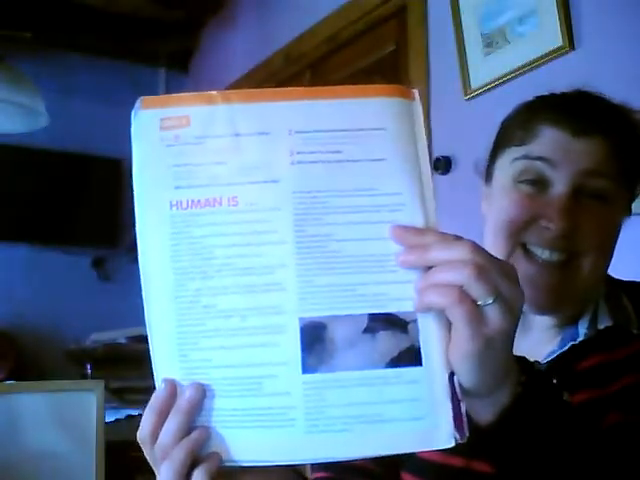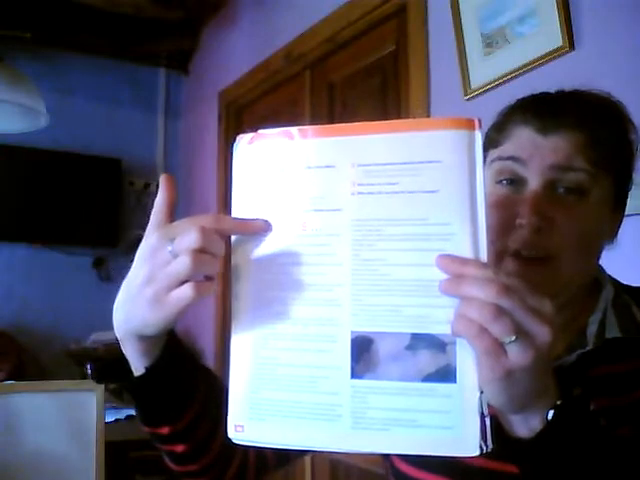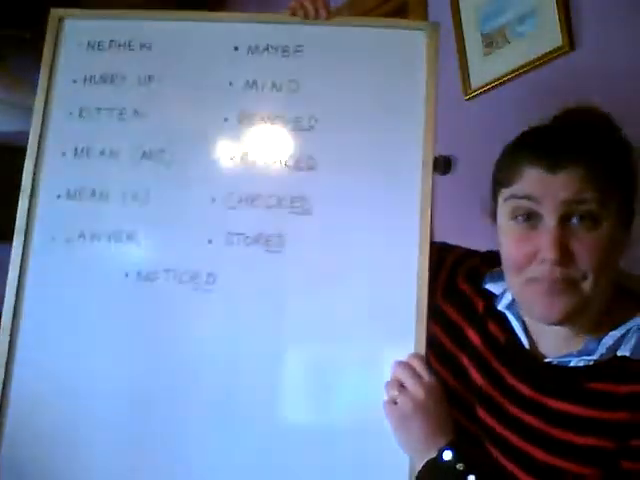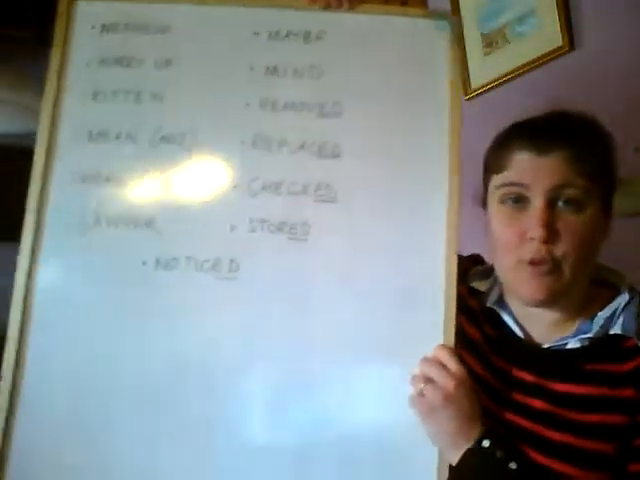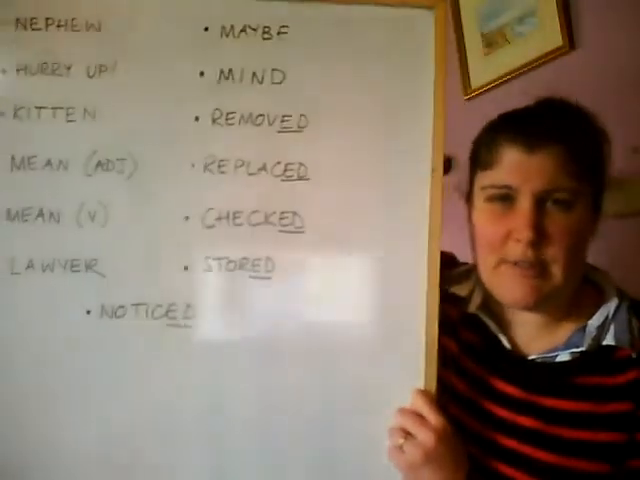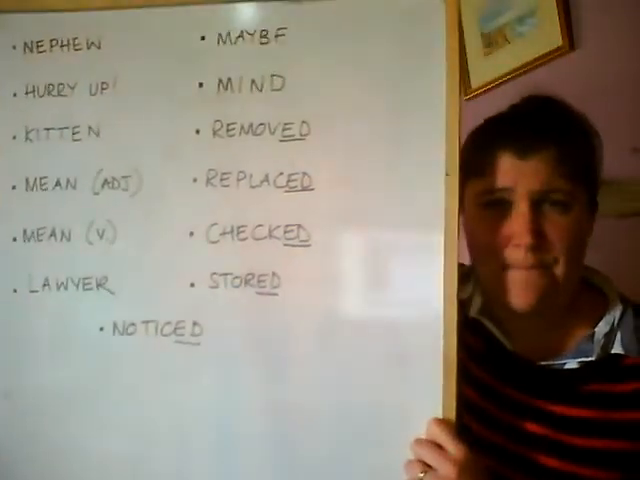Now today, no more Trinity, woohoo! Alright, today we're going back to the book and looking at page 86, okay? A story called Human Is. Alright, so do you have your books? Good. So before we listen to the story, we're going to go through a bit of the vocabulary that is in the story.